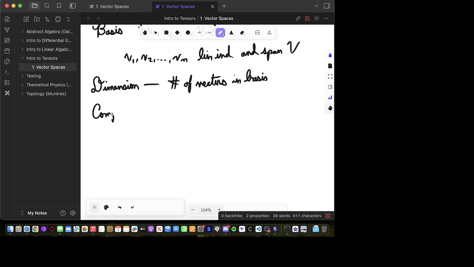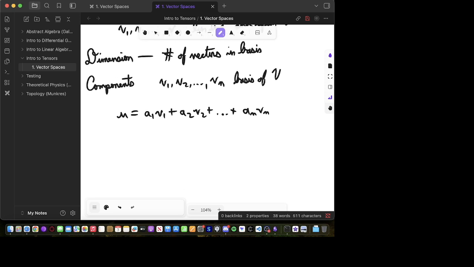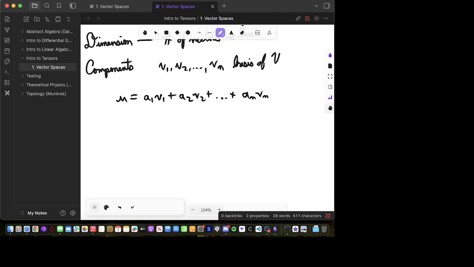Finally, we can describe a vector in terms of its components. If v1, v2, ..., vn is a basis of V, and U equals a1 v1 plus a2 v2 plus ... plus an vn, we can describe the vector U by its components a1, a2, ..., an. So that's a little bit of a crash course on some of the rudiments of linear algebra.